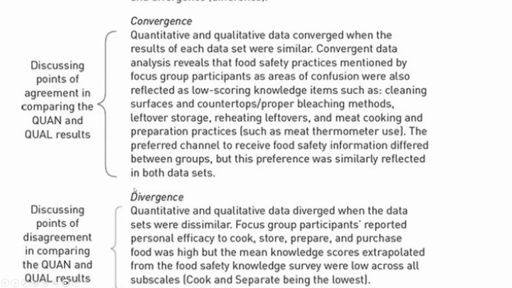How do you show divergence? Quantitative and qualitative data diverge within the data set. Focus group participants reported personal efficacy to cook, store, prepare, and purchase food was high, but the mean knowledge score was low. Quantitative was low, however, the focus group say they have high efficacy. So this shows the convergent and divergent answer. This is in the paragraph form.